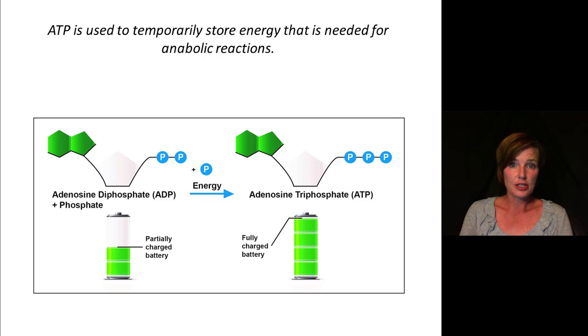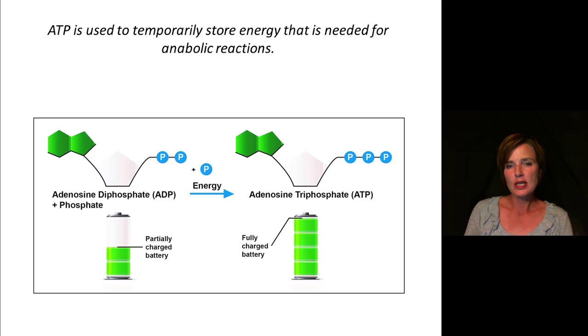If we look at ATP a little bit more, ATP is used to temporarily store energy that is needed for anabolic reactions. The anabolic reactions were the ones that actually required energy. I like to think of ATP as the energy currency of the cell, or in other words, this is how the cell is going to pay for the reactions that require some energy or require some money, if you will. ATP comes in a couple different forms. Some forms are more energetic than others, or they are worth more than others.